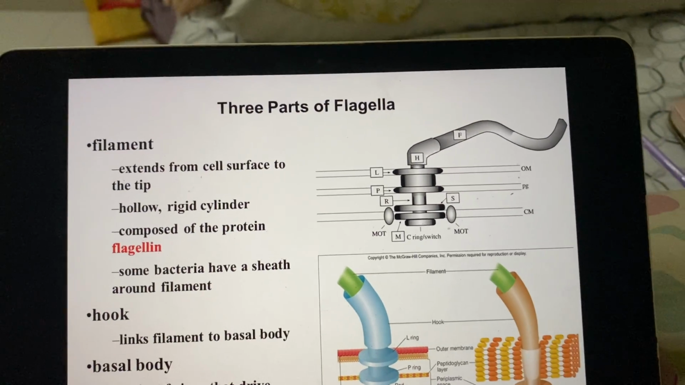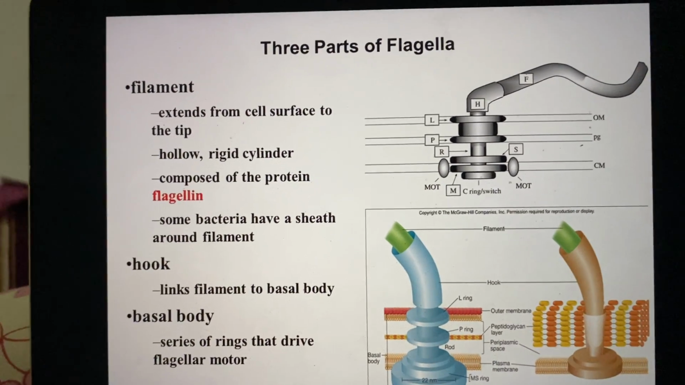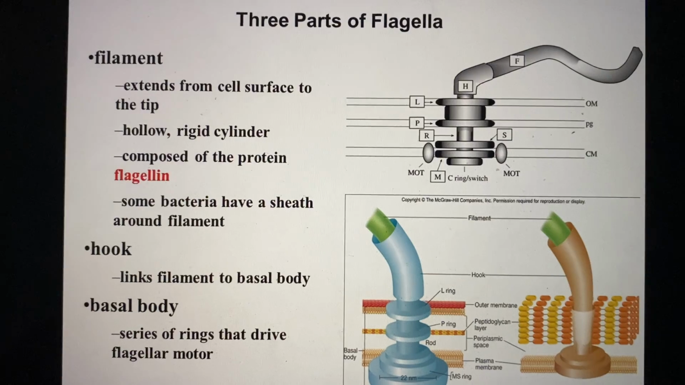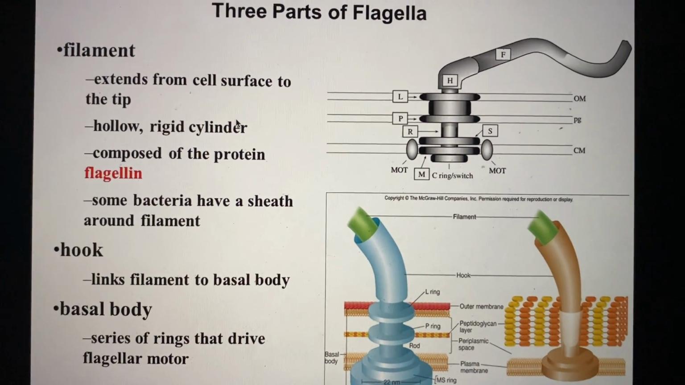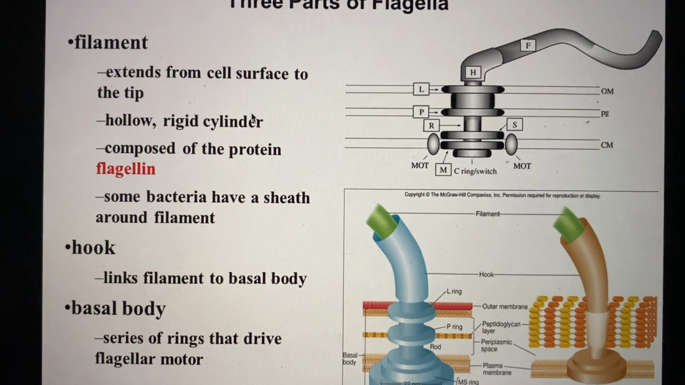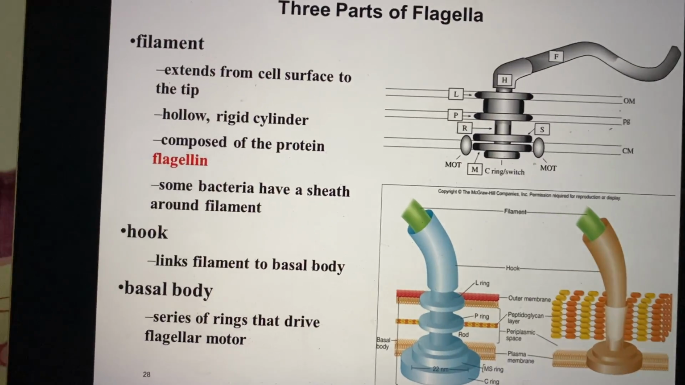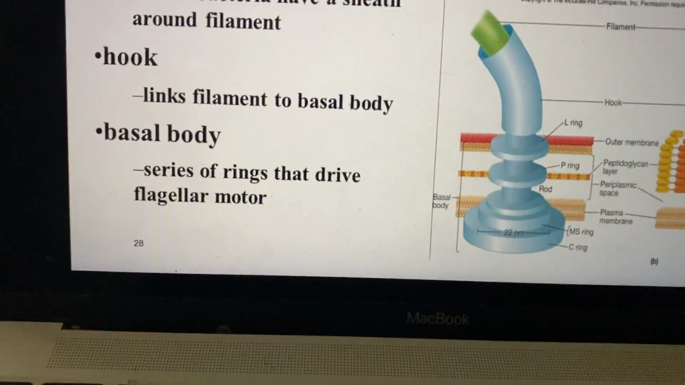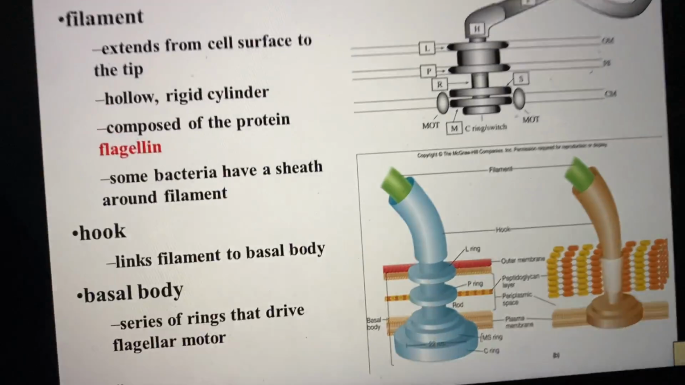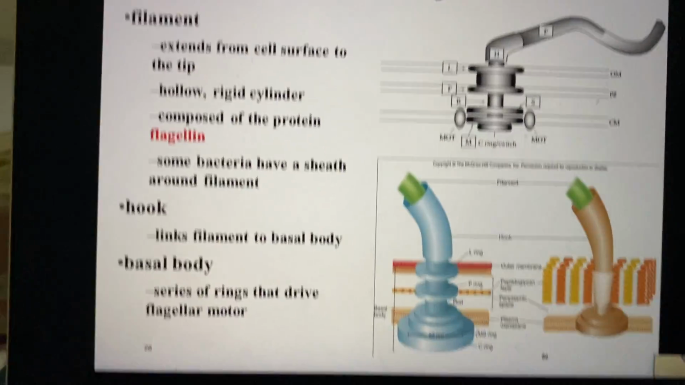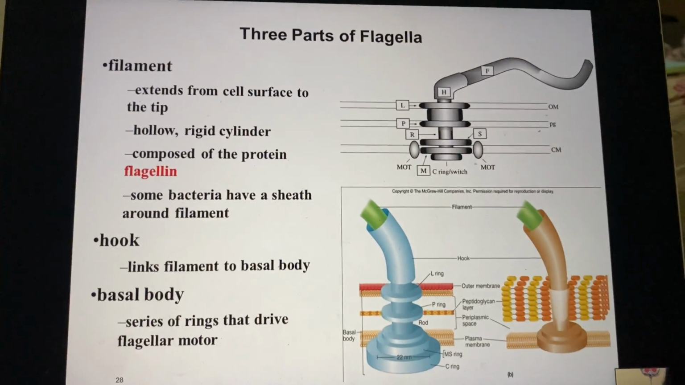to be the filament, the hook, and the basal body. The flagellum is, of course, attached in the cytoplasmic membrane from which it originates. It goes through the peptidoglycan, and if it is a gram-negative bacteria, it even extends through the outer membrane, and then the filament and the hook are seen on the outside.